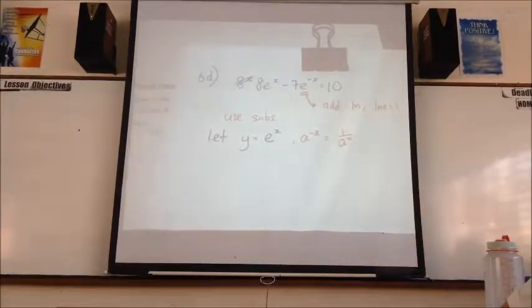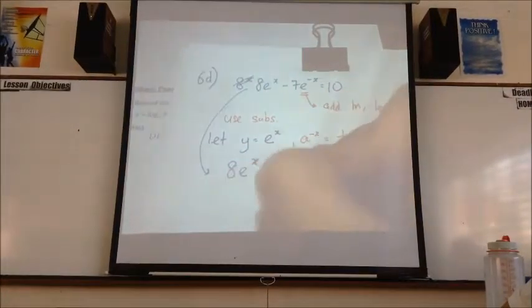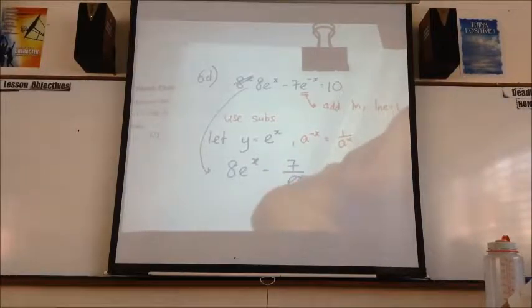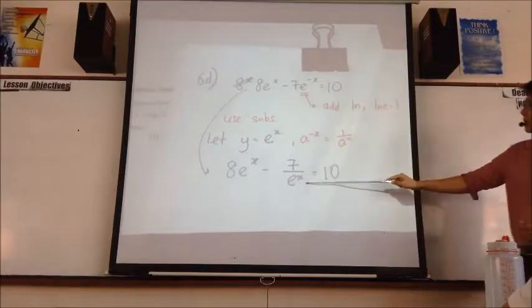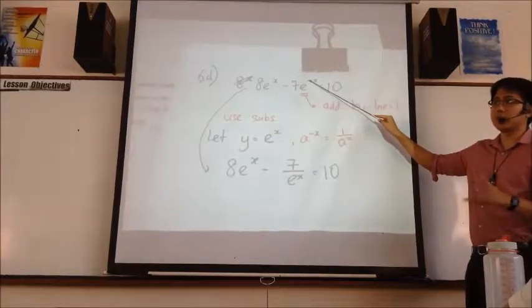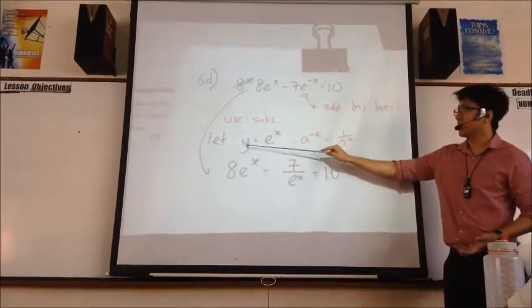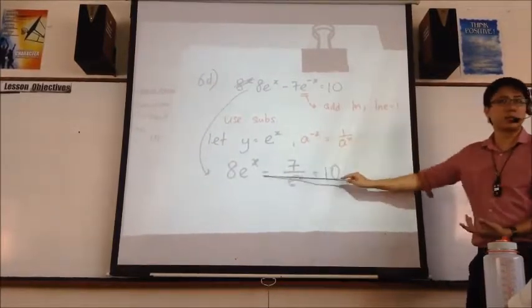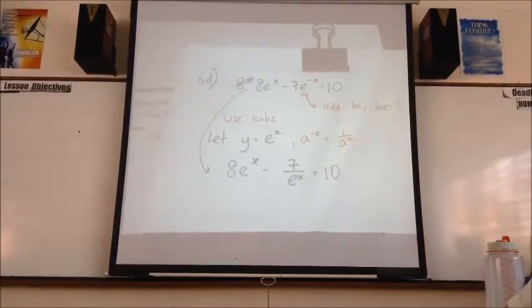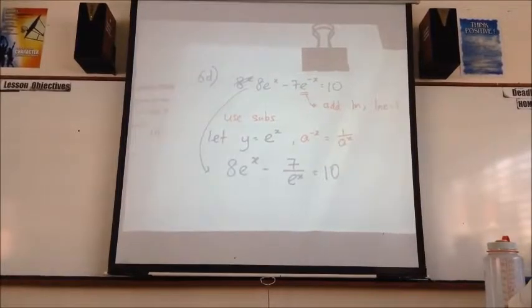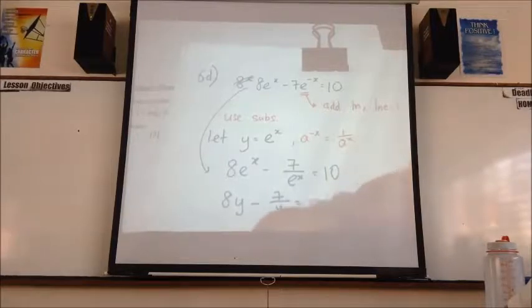So I rewrite this equation as 8e^x minus 7 over e^x is equal to 10. Do you understand this part? Because the minus means I change it to a fraction. The minus means it's just over e^x. Now if I look at this, does y equals e^x already settle both? Yes, right? So over here you can write 8y minus 7 over y equals 10.